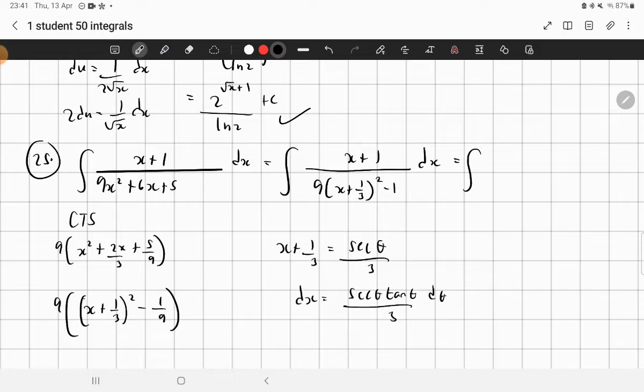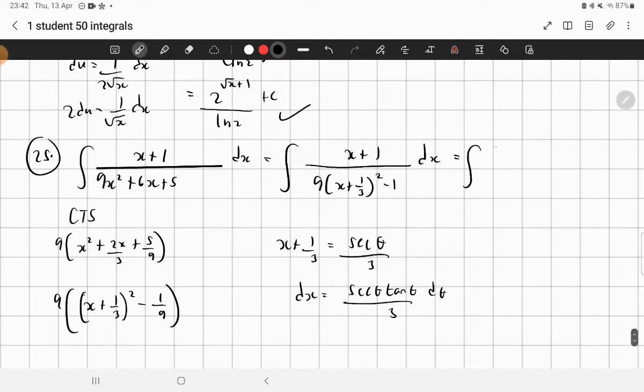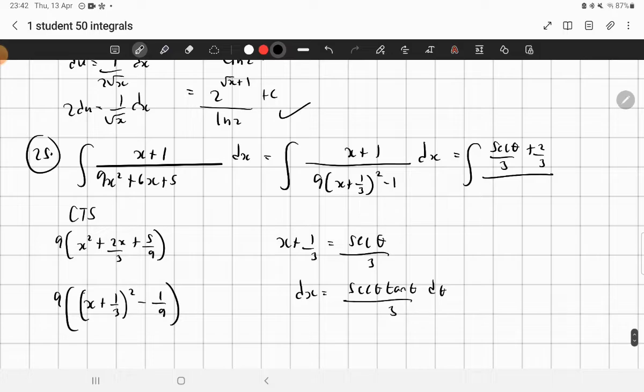Now we want to get rid of the x terms. No, I don't need to multiply by 3, just take away 1 over 3 from both sides. Secant theta over 3 minus 1 over 3. So what does this mean? I have this secant theta over 3, and then 1 minus 1 over 3 will be plus 2 over 3, divided by secant squared theta minus 1, which will be tangent squared, then times secant theta tangent theta over 3 d theta.